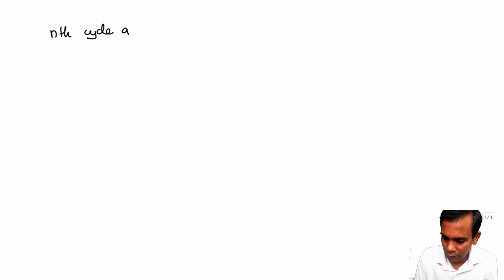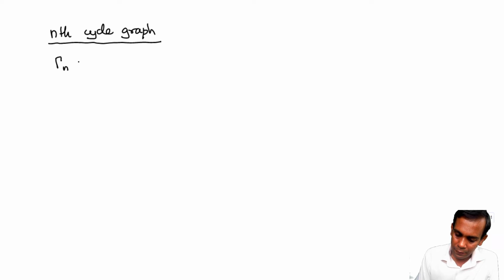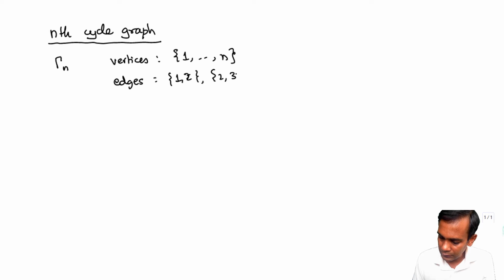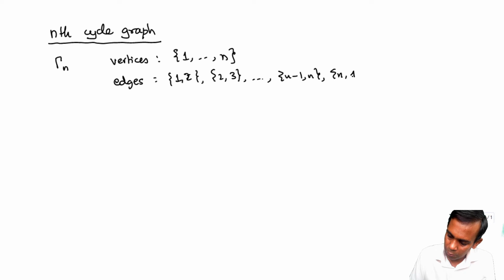So let me define for you the nth cycle graph. This is a graph gamma n. Vertex set is just the set of integers from 1 to n, and the edges are: 1 comma 2 is an edge, 2 comma 3 is an edge, and so on. N minus 1 comma n is an edge, and then n comma 1 is an edge. So it's got n vertices and n edges, and let me just draw an example for you.